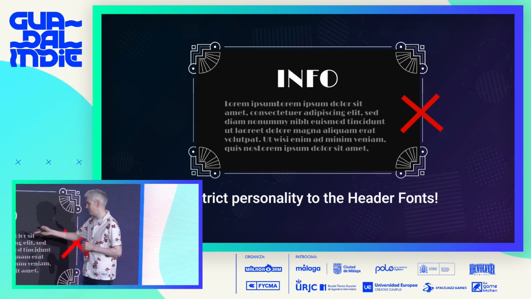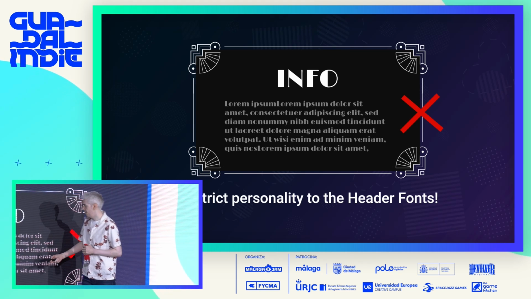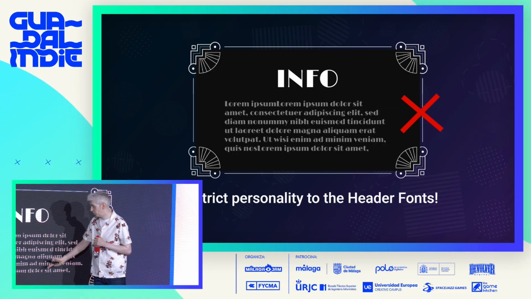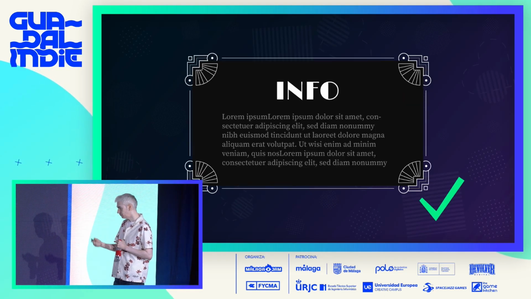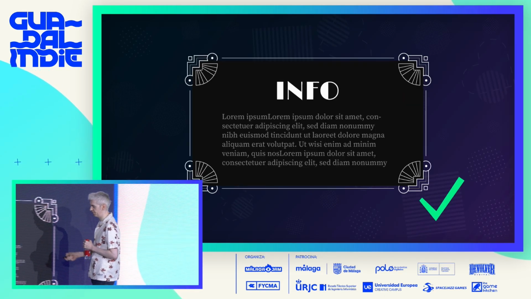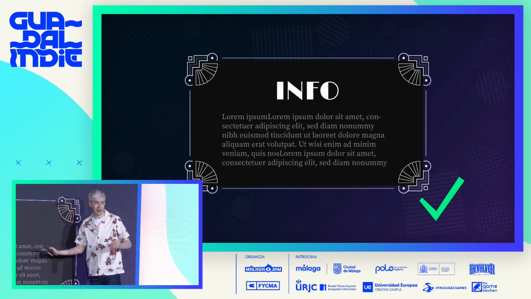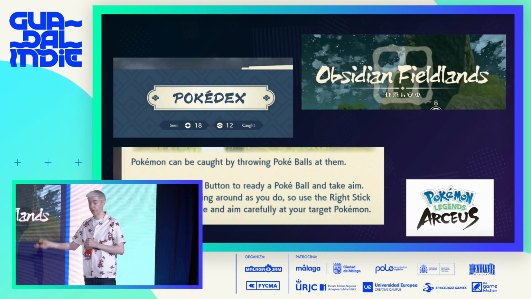One, because it's not readable. If you look at this, for example, we've got this Art Deco kind of border. I've got Art Deco for the title. That's great. You can read that fine. But when you look at the body text, it's really difficult to read at a distance. And just making it something really, really simple, like this, doesn't necessarily fit with the rest of the UI, but that does not matter.